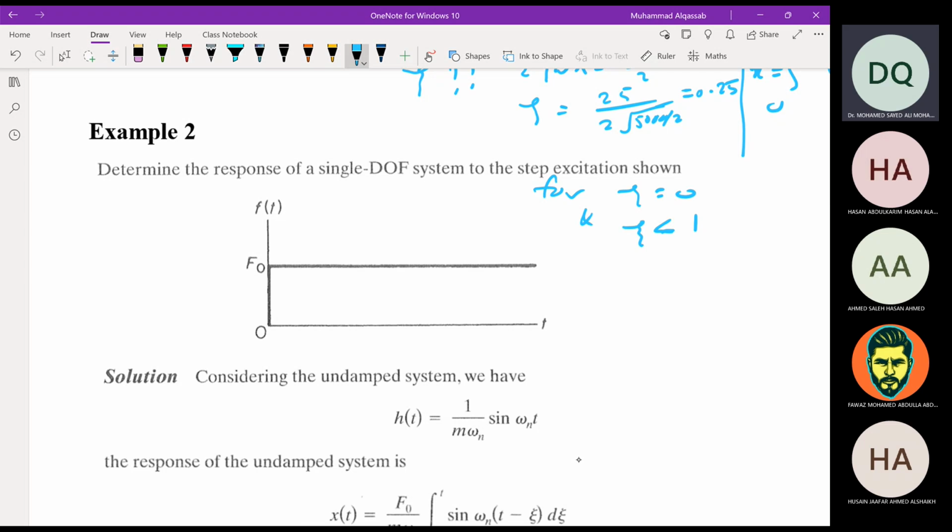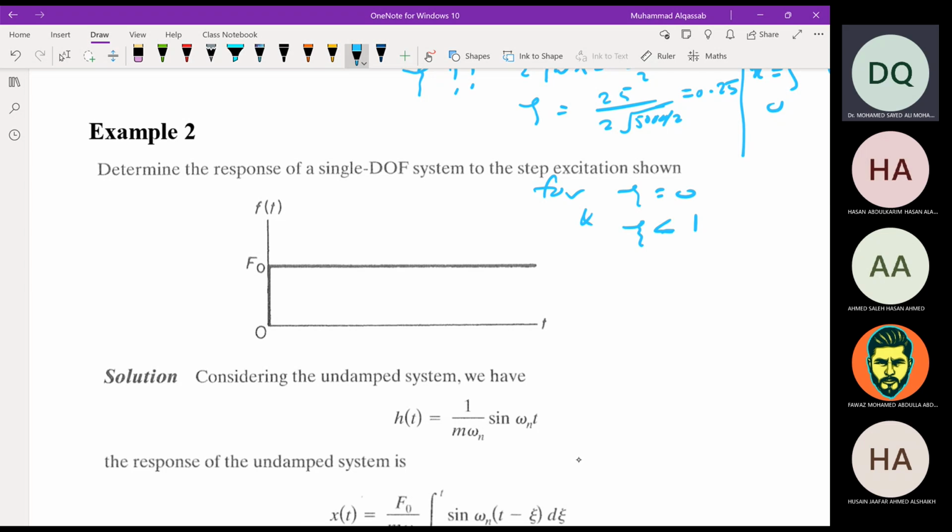And now you apply the initial condition x at 0 is 0. Then this becomes b plus f naught over k, and this gives you b equals minus f naught over k. And x dot at 0 is also 0. We get a omega n equals 0, which means that a equals 0.